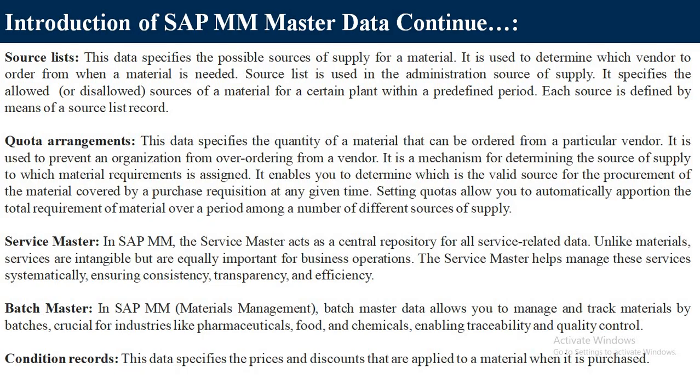Source list is used to administer the source of supply. It specifies the allowed or disallowed source of material for a certain plant within a predefined period. Each source is defined by means of a source list record.